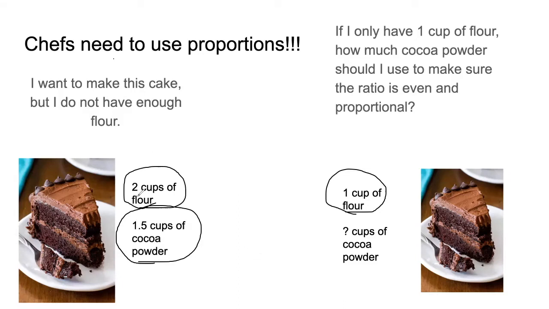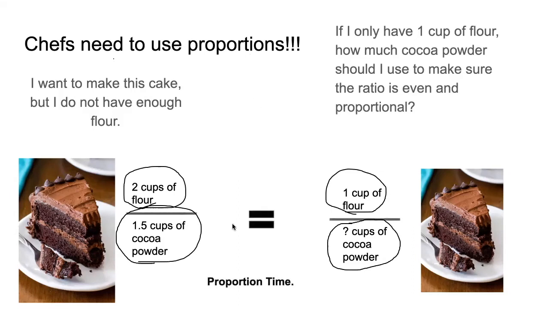So what we need to do is make the 1 cup of flour proportional to the amount of cocoa powder. So we need to create a proportion, which is 2 equal fractions. There we go. So if we have 2 cups of flour and 1.5 cups of cocoa powder, the problem is we only have 1 cup of flour. How many cups of cocoa powder are we going to need? We shrink this from 2 to 1. So what we need to shrink 1.5 to is what? That's what we need to figure out.